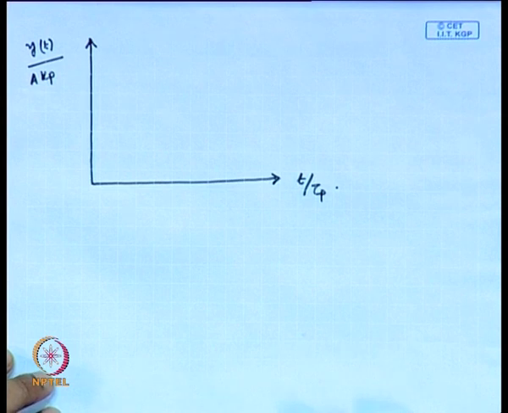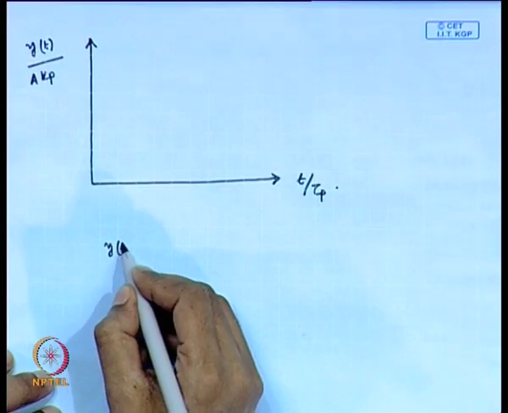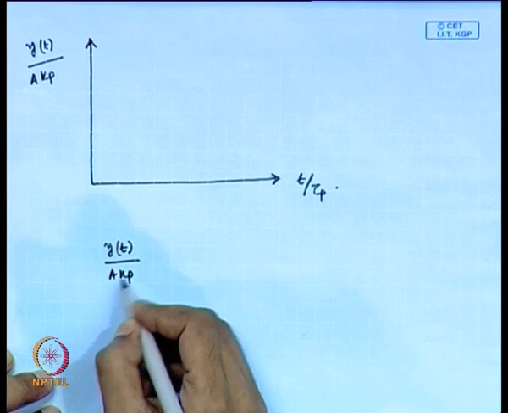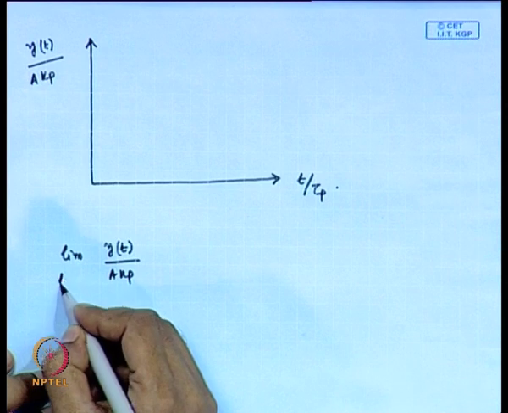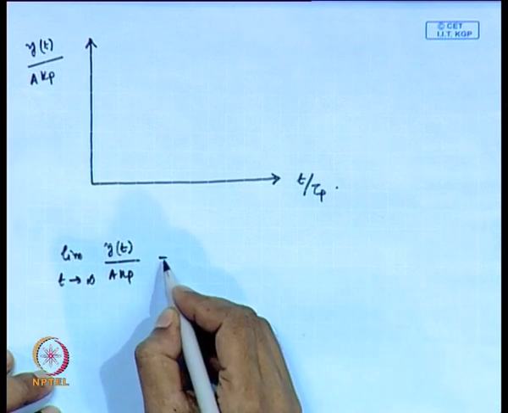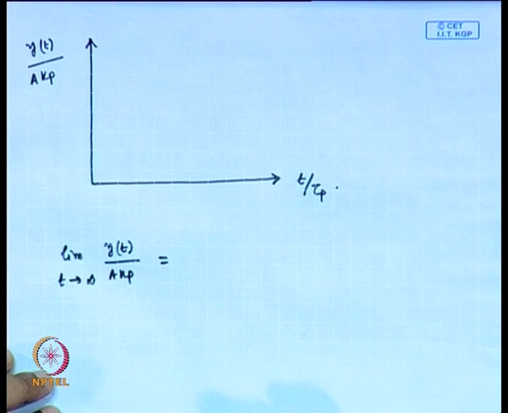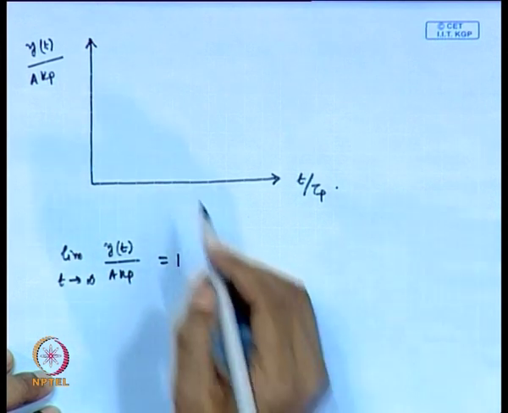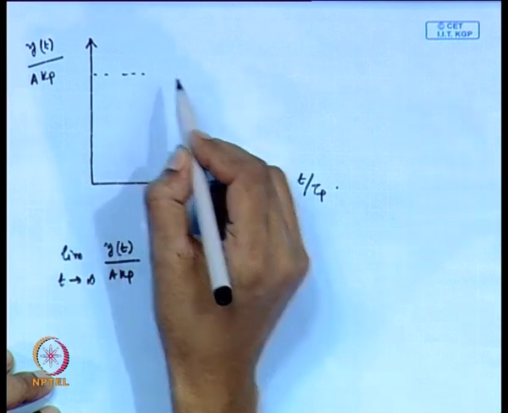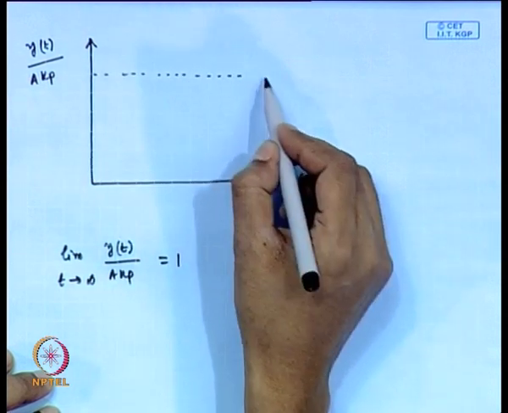See, we are introducing a step change with magnitude a. So, what will be the final steady state? Final steady state we can find considering t tends to infinity. So, if we consider y t divided by a k p with t tends to infinity, how much it is? 1. So, final steady state value is 1.